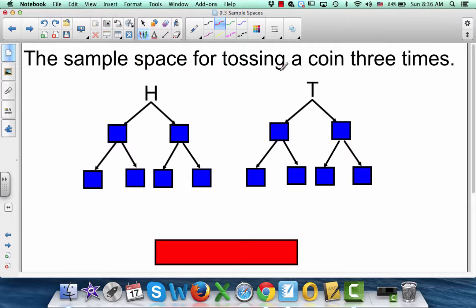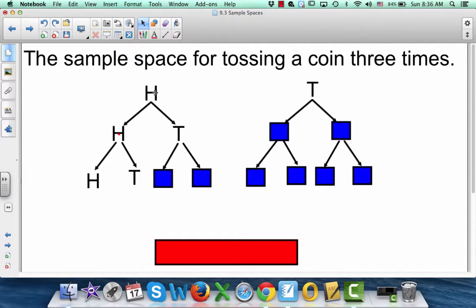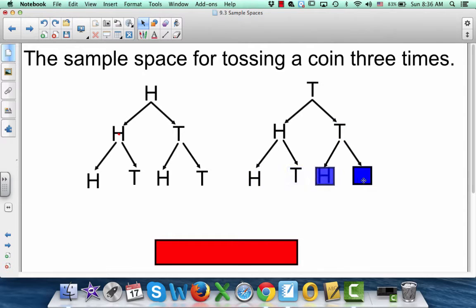The sample space for tossing a coin 3 times. Once again, you can get heads or tails on the first time. If you get heads the first time, you can get heads or tails the second time. If I got heads the first time and heads the second time, then whenever I toss the coin the third time, I can get heads or tails. If I got heads the first time and tails the second time, on the third time, I can get heads or tails again. And the same thing for the tails side over here. You can get heads or tails the second time, and heads or tails the third time.